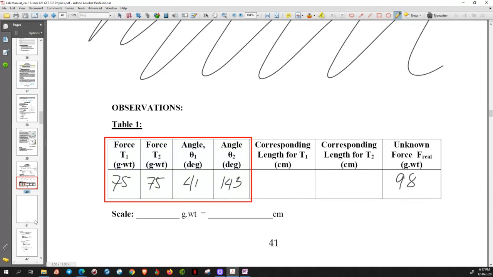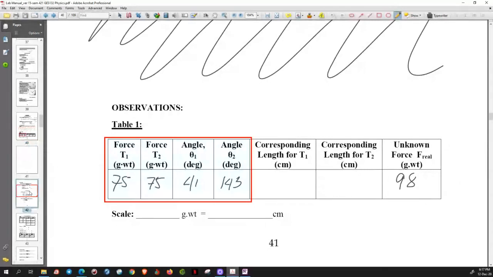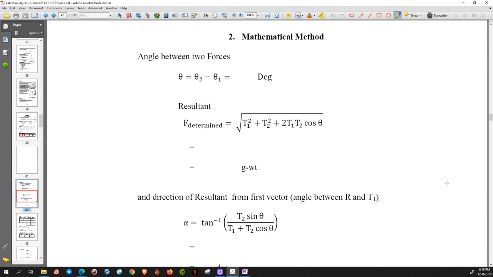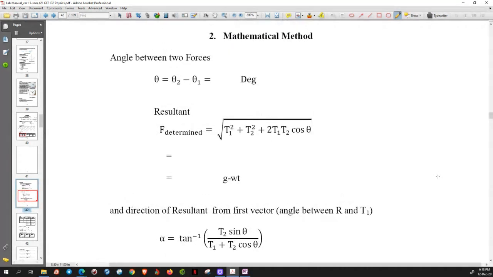So let's continue, Shabab. Once you have these values, θ1, θ2, T1, and T2, you go to step number 2. Yes, the unknown mass or the unknown force should be hanging, not touching the table. Again, here's the technique in the exam. The idea here, once you have T1, T2, θ1, θ2, go straight to the mathematical method and calculate θ.